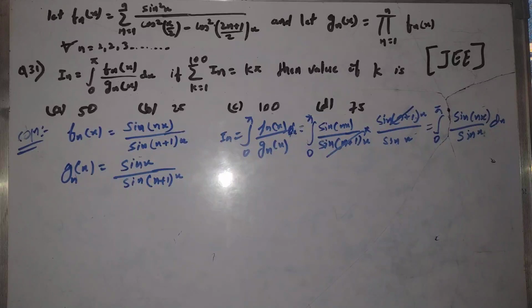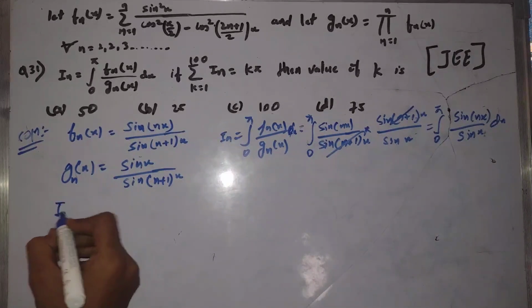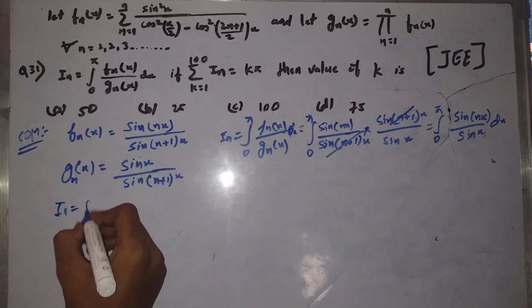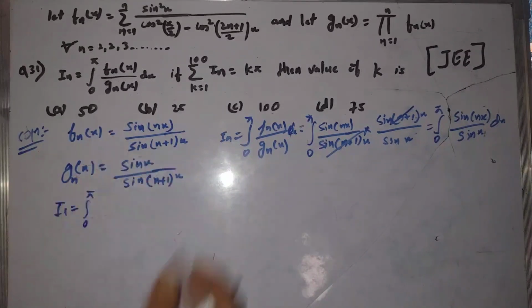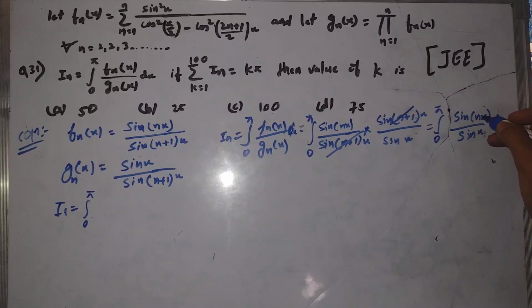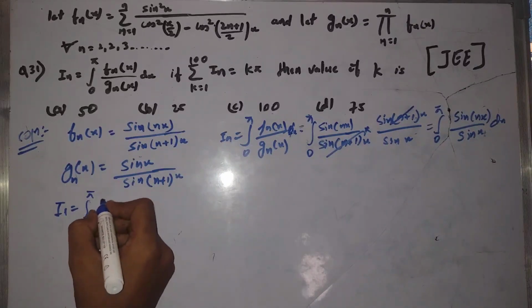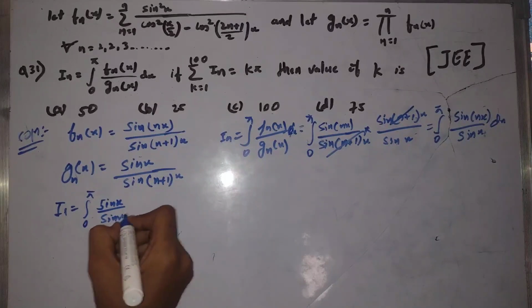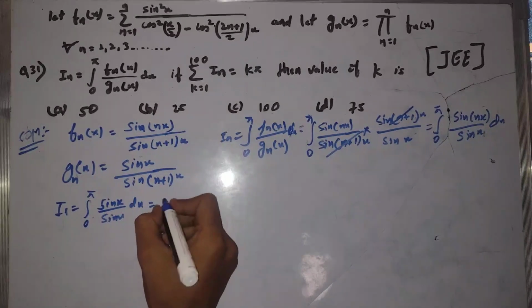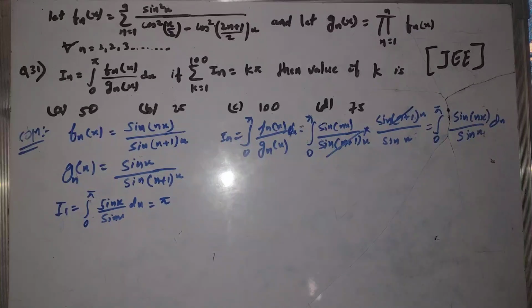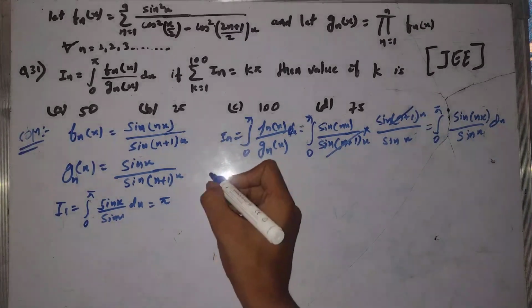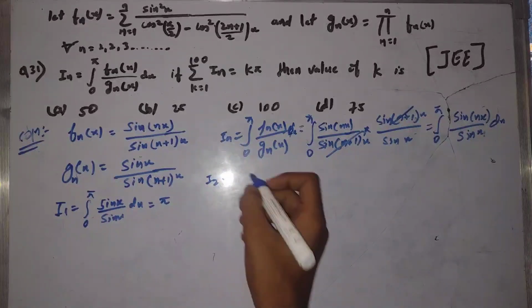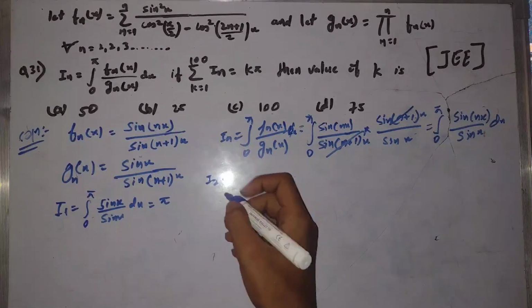So let's find I1. I1 is the integral from 0 to pi. We put in 1, so this becomes sin x, and in the denominator we have sin x, dx. So I1 comes out to be pi, because the sines cancel and after putting in the limits we get pi. Now let's calculate I2.